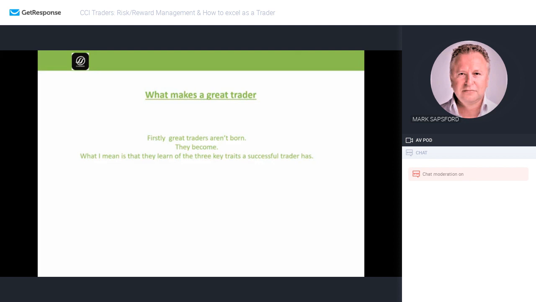The key 3 traits that a successful trader has are as follows. All 3 of them are essential if a trader is going to be successful and great. Let's look at these right now. The first one is a serious attitude. A serious attitude to trading. A serious attitude to being successful. A serious attitude to becoming great. We're going to look at these individually.